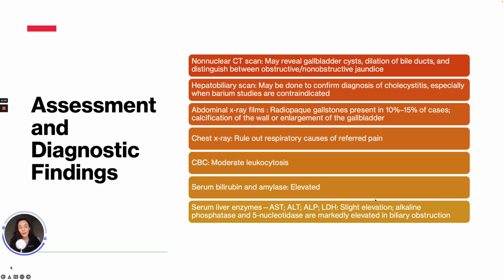They may use an abdominal X-ray, which shows radiopaque calcified gallstones present in 10 to 15% of cases. Calcification of the wall or enlargement of the gallbladder will be seen on this. They can do a chest X-ray to rule out respiratory causes of referred pain. They can do a CBC, a serum bilirubin and amylase, which will usually be elevated, and serum liver enzymes, which are AST, ALT, ALP, LDH, which usually have slight elevation.